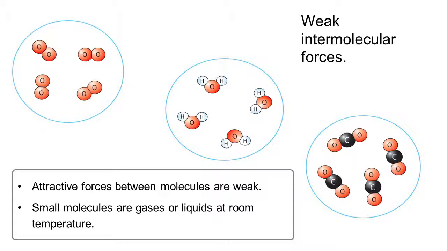If those bonds were stronger, they'd be stuck together and they'd form a liquid, or if they were even stronger, they'd form a solid. You do get covalently bonded solids. Something as strong as diamond or graphite, they're covalently bonded. They're giant covalent structures. But these simple ones with the weak intermolecular forces are usually gases at room temperature.